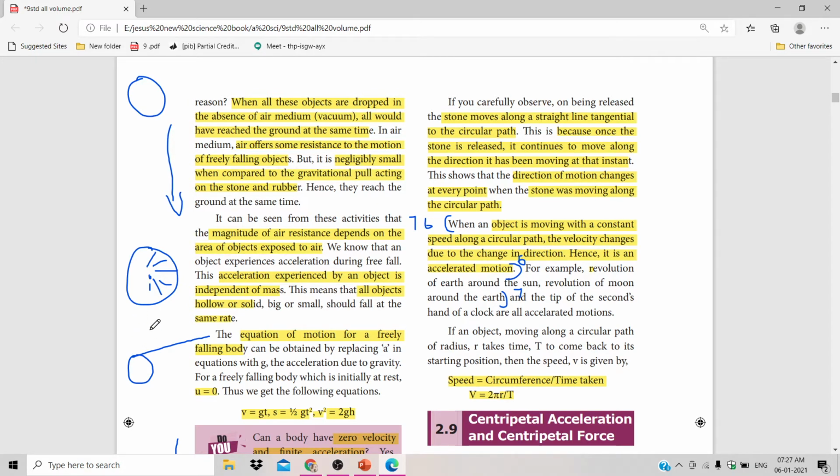Then while rotating, the thread changes direction at every point. Why? Because it has more and more straight lines, and it changes at every point to make a circular path.